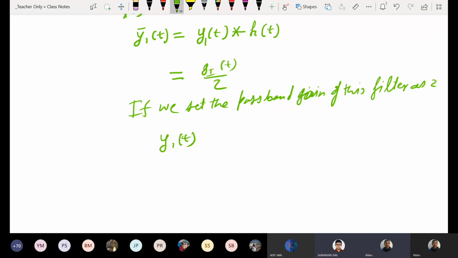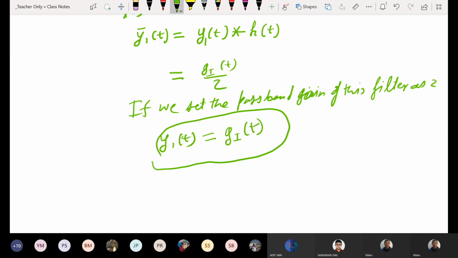There's one question. Should it be passband gain or low pass gain? When we talk about the filter, the passband is the band that you allow. Whatever band is allowed, if I keep the gain at 2, then y1t simply equals gt, which is what I wanted.